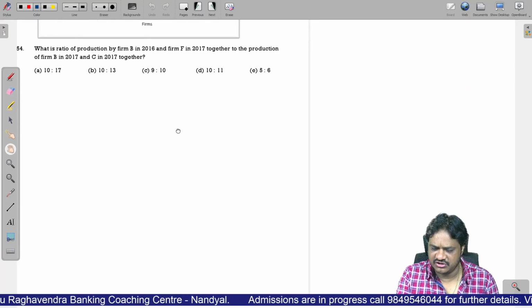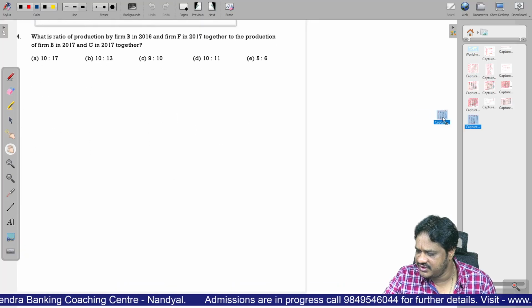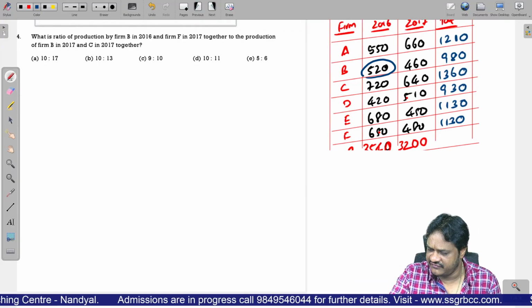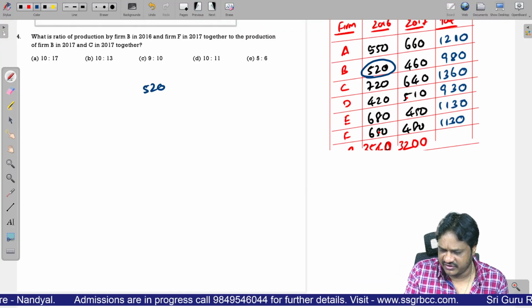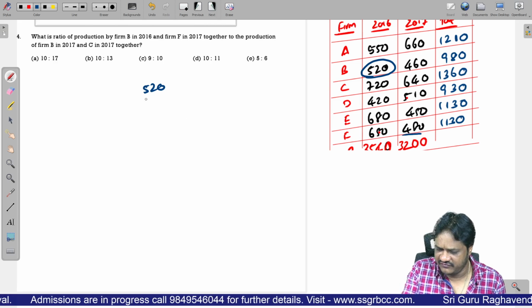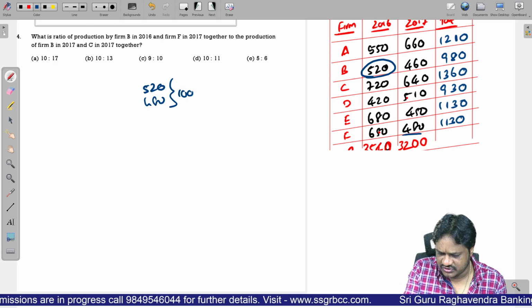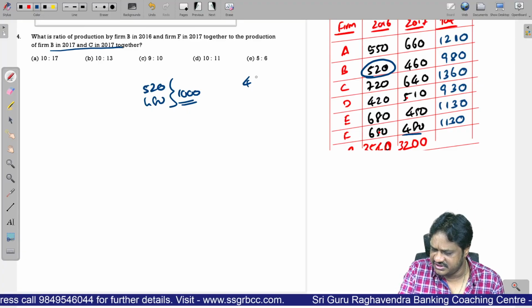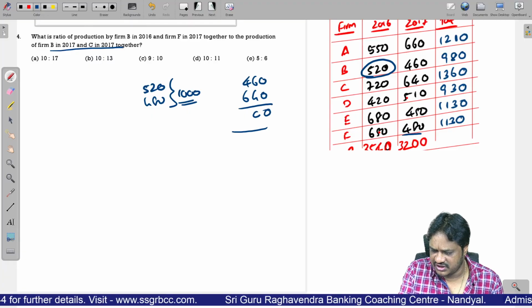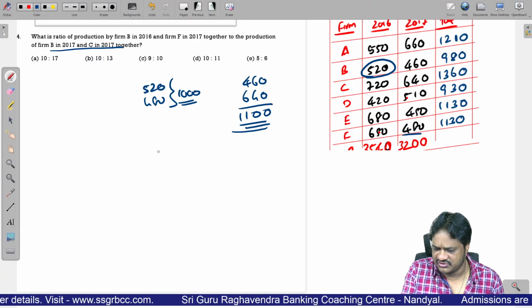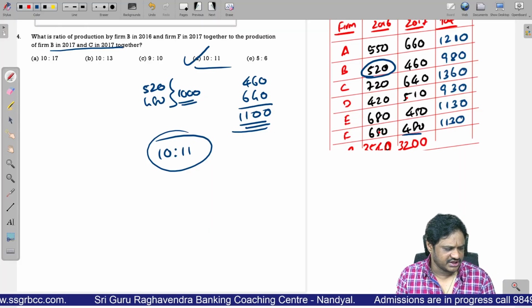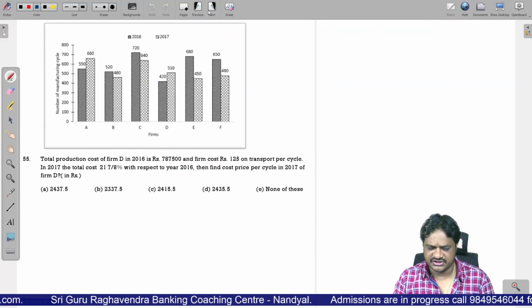What is the ratio of B in 16 and F in 17 together? B in 16, 520. F in 17, 480. Total 1000. B in 17 and C in 17. B in 17, 460. C in 17, 640. So we will get 1100. One is 1000, one is 1100. Ratio 10 is to 11. Option 4 is the correct answer. Let us see the next one.